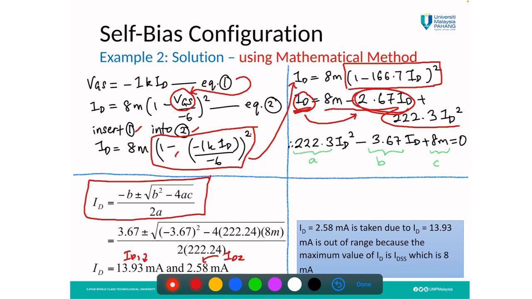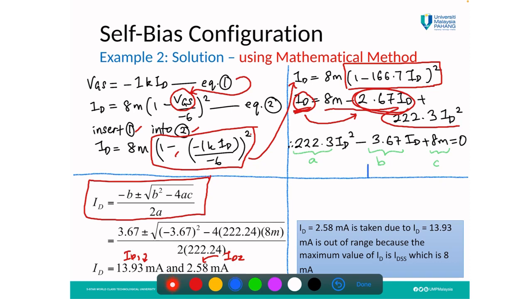So which ID is actually the correct value for this question? Because we have two ID values, 2.58 milliampere is taken, because 13.93 milliampere is out of range, since the maximum value of ID is IDSS, which is 8 milliampere. Can you understand?